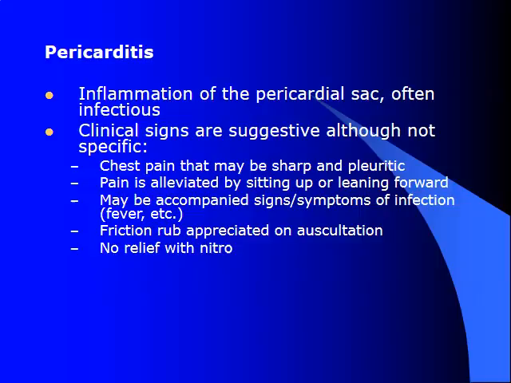Pericarditis, we've already touched on a little bit. It's the inflammation of the pericardial sac. It's often an infectious disease. Clinical signs are suggestive, although they can be kind of non-specific at times. Chest pain is generally sharp and pleuritic, whereas our acute coronary syndrome chest pain is usually a dull pressure. Pain is usually alleviated by sitting up or leaning forward. May be associated with signs and symptoms of infection like fever and increased white count, and there's generally a friction rub that's appreciated on auscultation of the heart tones, and you're not going to find any relief from nitro.